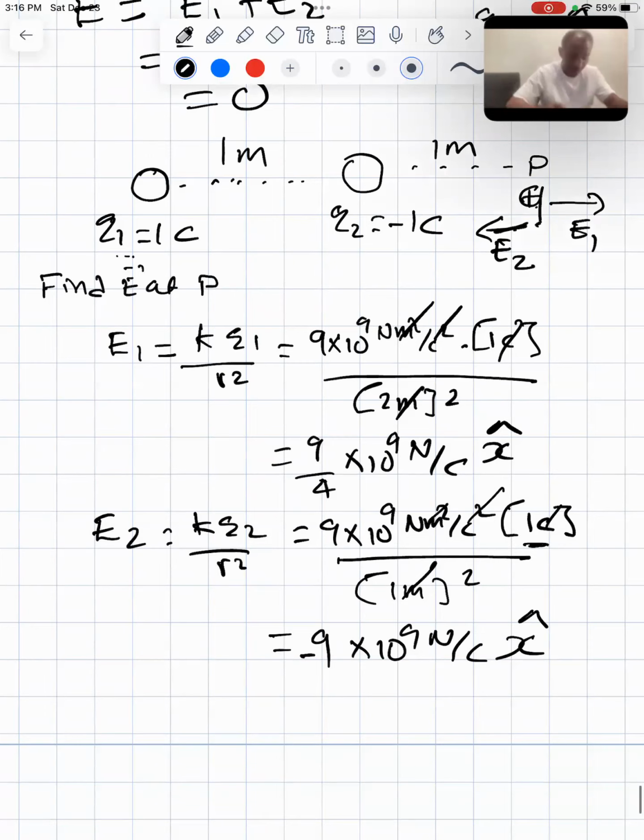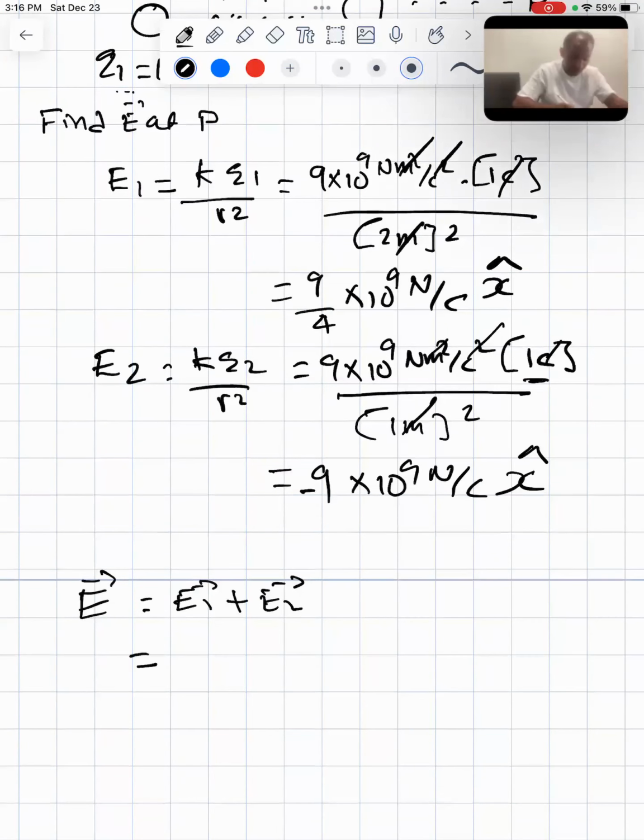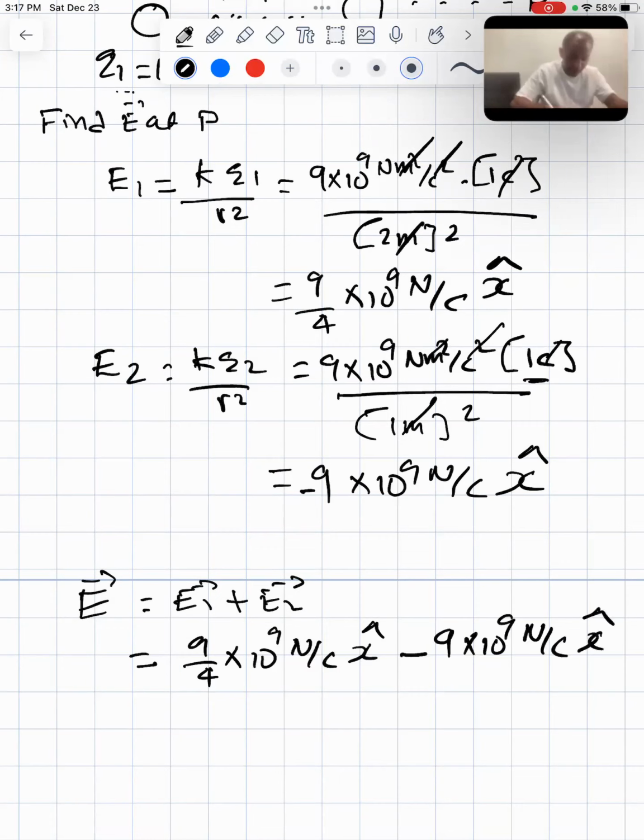taken care of. So the net electric field is going to be E1 plus what? Plus E2, yes? E1 is just 9 over 4 times 10 raised to 9 newton per coulomb in the positive x direction. E2 is 9 times 10 raised to 9 newton per coulomb in the negative x direction.